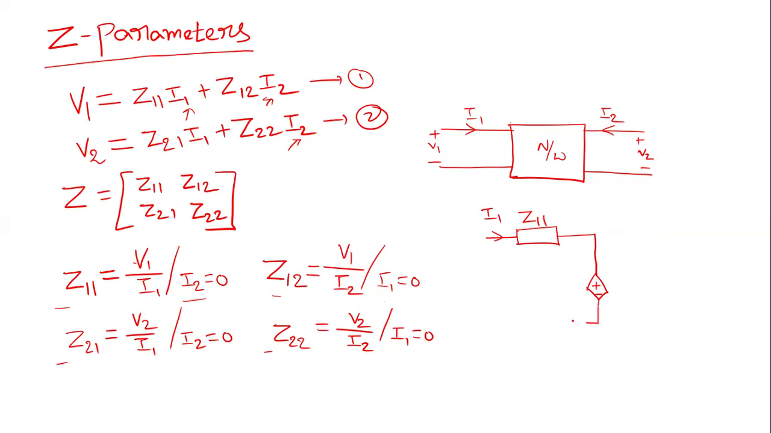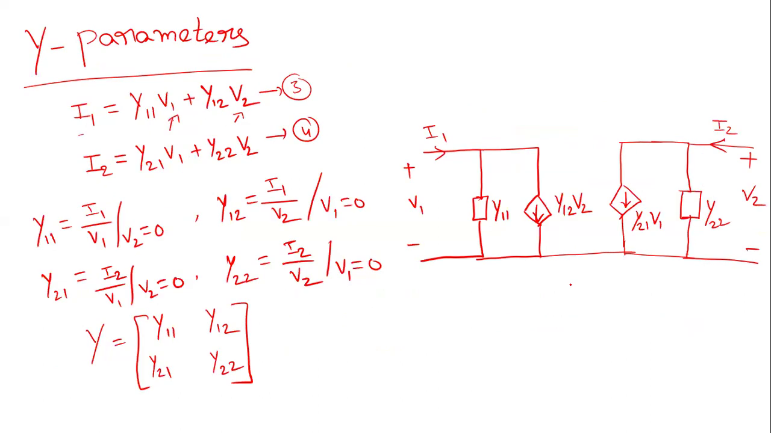So this is a dependent voltage source. That value is Z12 I2. This depends on the output current, so this is represented as a dependent voltage source. Similarly, this voltage in the output expression is also a dependent voltage source that depends on current I1. So this is Z21 I1, and this impedance is Z22. So this is how we can represent the two-port network equations in the circuit form.